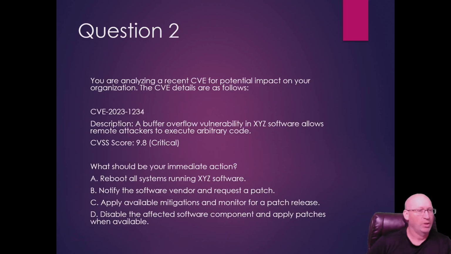Question number 2. You're analyzing a recent CVE for potential impact on your organization. Details as follows: 2023-1234, a buffer overflow vulnerability in XYZ software allows remote attackers to execute arbitrary code. CVSS score 9.8. What should be our immediate action? What do you think is going to help resolve this issue? I'm going to give you a second.